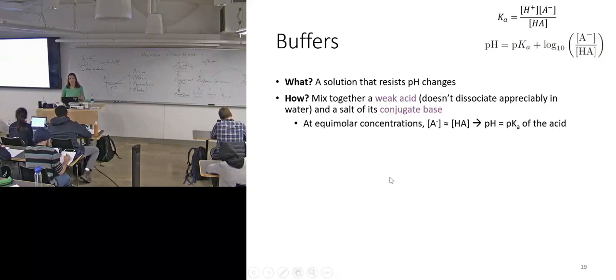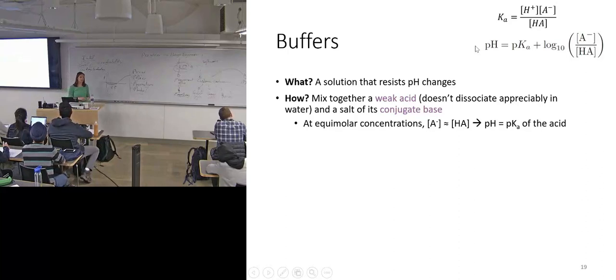At equimolar concentrations, if you were able to mix together equal parts of your acetic acid and sodium acetate, then you could control the pH of your solution. It will be the pKa of the acid, so this is specific to each acid, its pKa value. And because of our Henderson-Hasselbalch equation, if these are approximately equal, this ratio goes to 1, this whole log piece goes to 0, and pH is pKa.